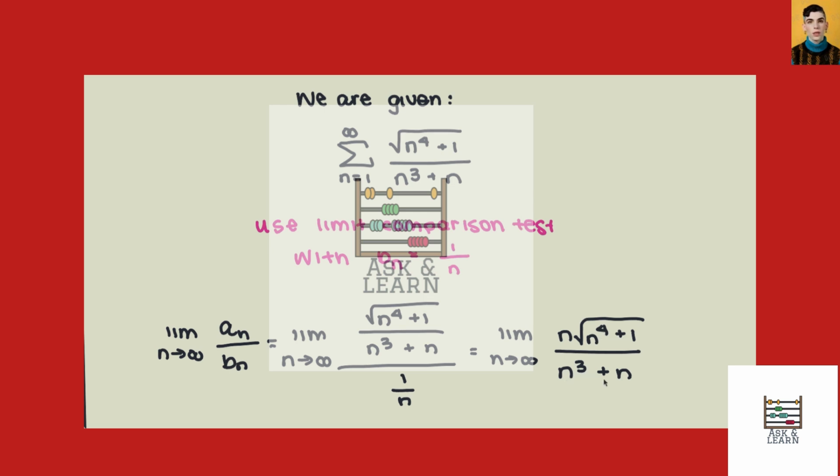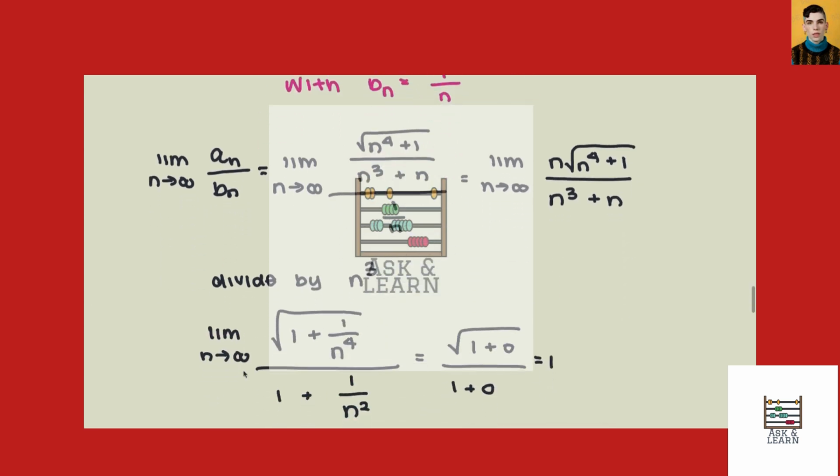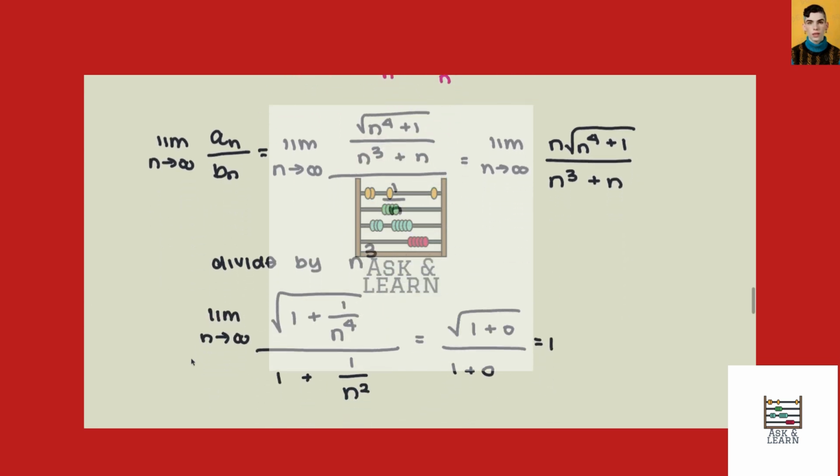And now we can solve that like a normal limit. What we'll do is divide the numerator and the denominator by n cubed. When we do that, we'll get the limit as n approaches infinity of the square root of 1 plus 1 over n to the fourth, divided by 1 plus 1 over n squared. And now we're in a position where we can plug in infinity. When we do that, we get the square root of 1 plus 0, all over 1 plus 0, and that is equivalent to 1.